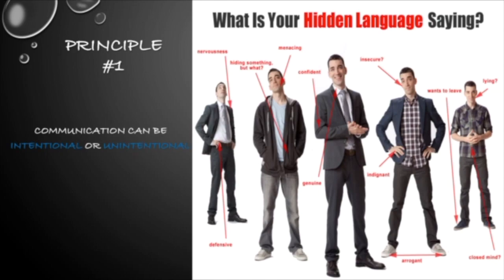We can intentionally give out information. For example, the man in the center here wearing a suit is intentionally trying to relay information about his career path or his intentions for a career path. So those can be intentional. However, there are other forms of communication that are unintentional.